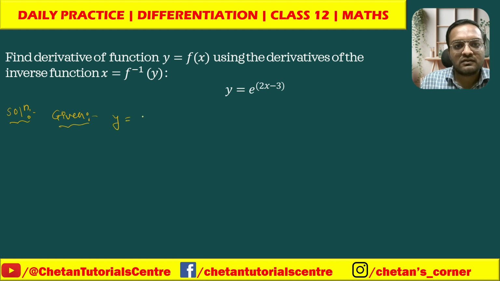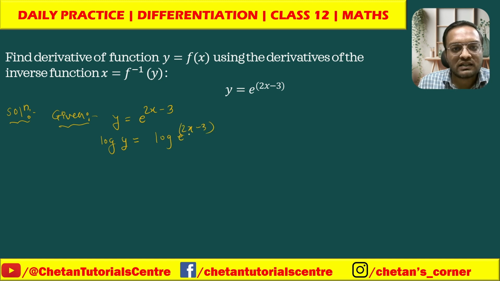Now we have y is equal to e raised to 2x minus 3. Now what I will do? I will write this in terms of y. Here you can see that y is equal to e raised to 2x minus 3. This is an exponential function, so I will use the laws of logarithm. I will take log of both the sides. Log of y is equal to log of e raised to 2x minus 3 to the base e.